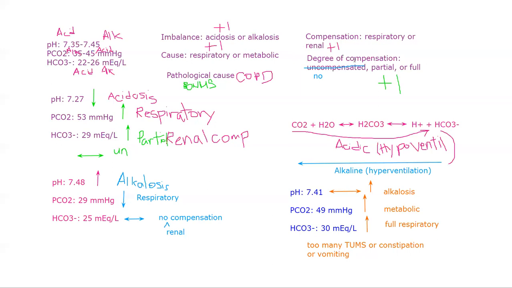And then how much compensation is there? If there's no compensation, then the other value, the compensating value, whether it's CO2 or bicarb, will be unchanged. If it's partial, all three numbers will be out of range. And if it's full, the pH will be in normal range, but the other two values will be out. So here's our no compensation. You can see the compensating value is within a normal range.